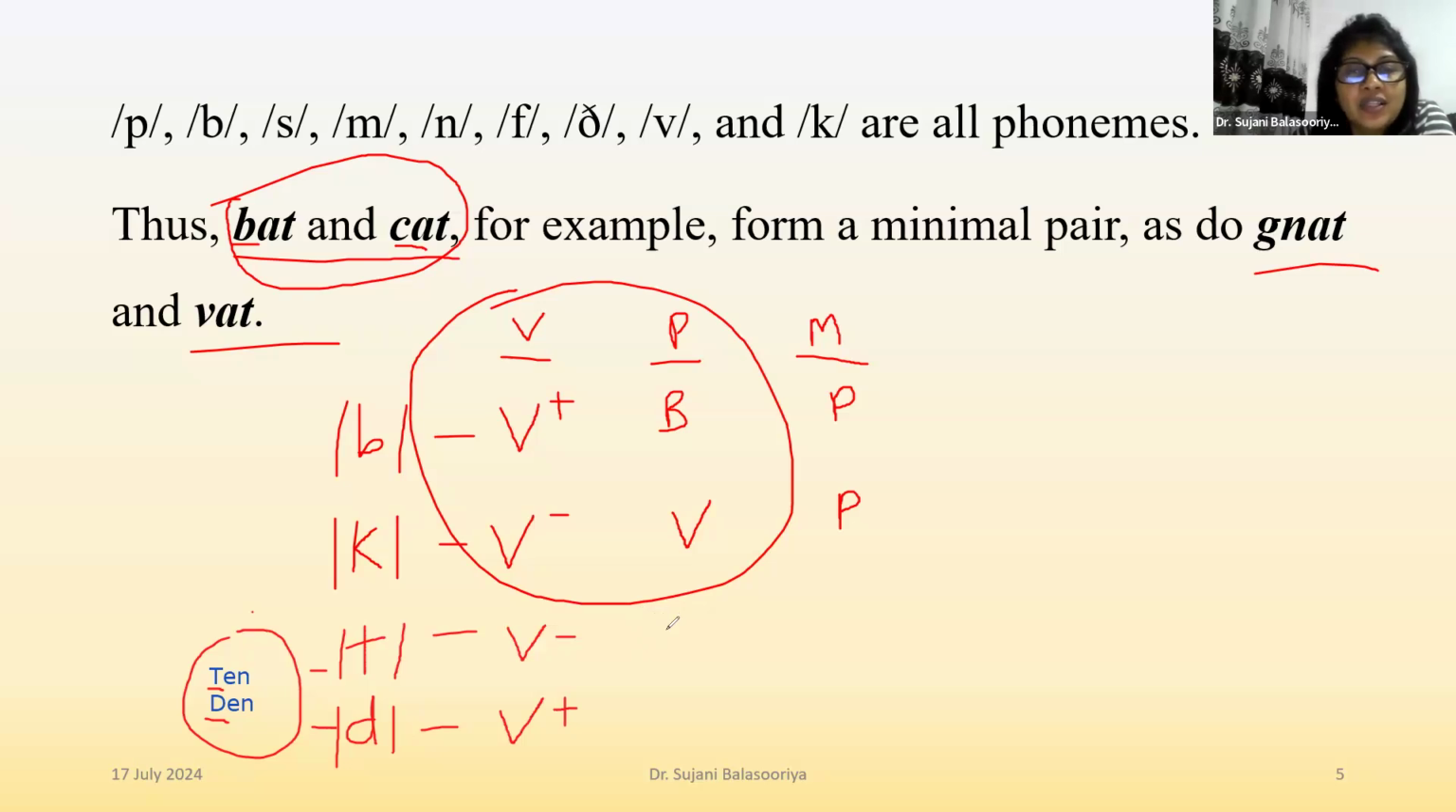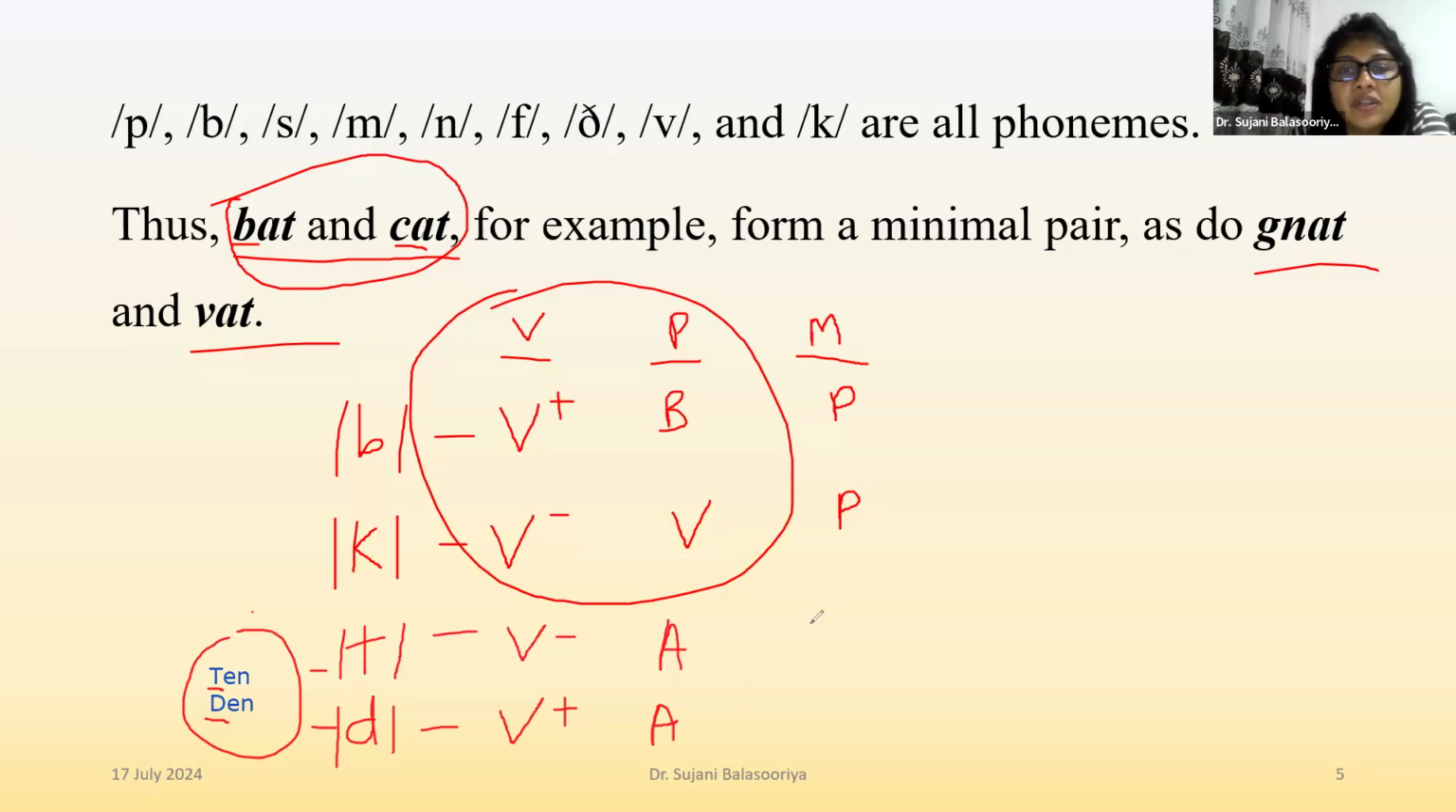Based on either Sri Lankan English pronunciation or British English pronunciation, according to the International Phonetic Alphabet, both sounds are categorized as what? Alveolar consonants. Both are alveolar consonants. In the Sri Lankan context, according to Sri Lankan English pronunciation, these are post-alveolar. But let's talk about the British pronunciation, the International Phonetic Alphabet. According to that, both are alveolars.